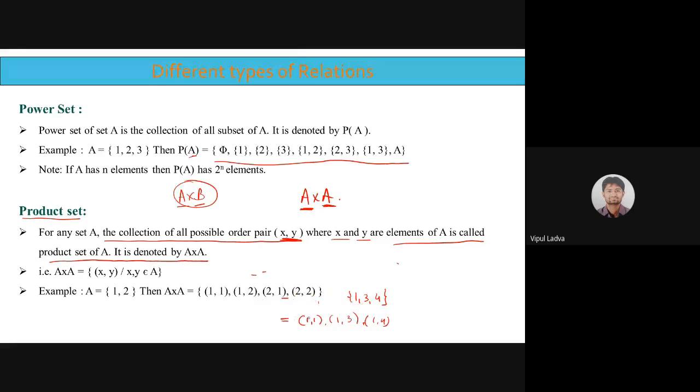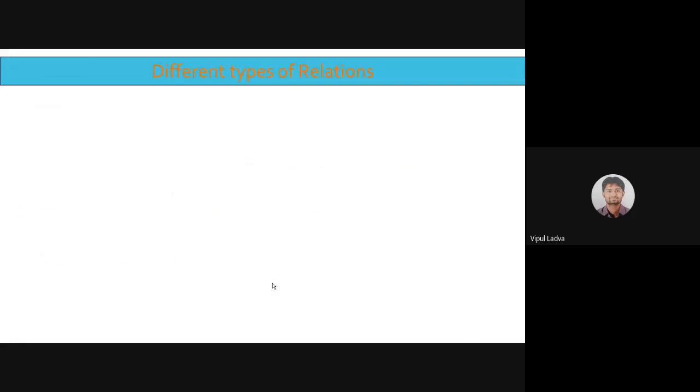Just go through the example. I've taken set A as {1, 2}, and if I'm looking for the product set of A with A, then it is A cross A: (1,1), (1,2), (2,1), (2,2). Now we are supposed to switch over to the relation. Now, what is the relation?